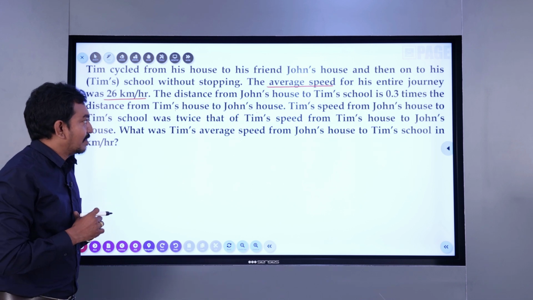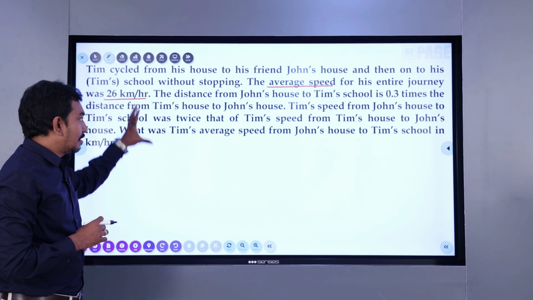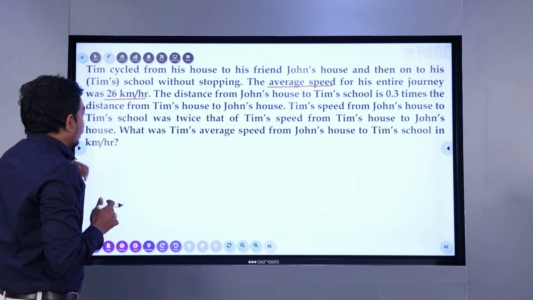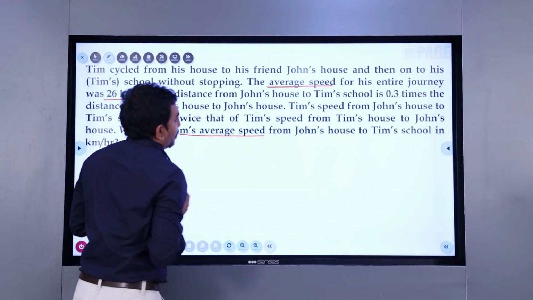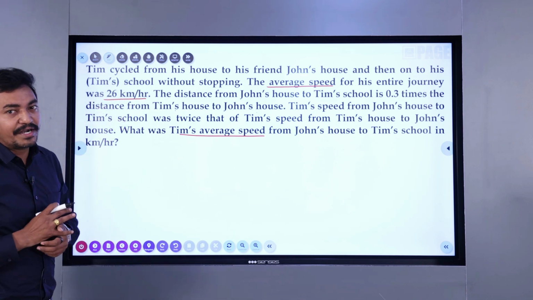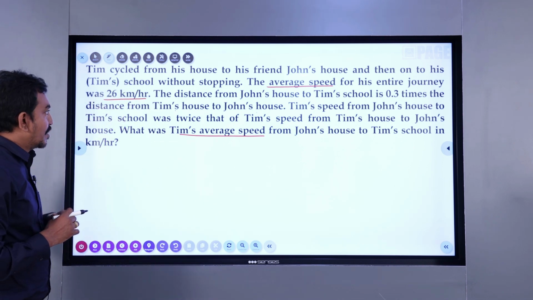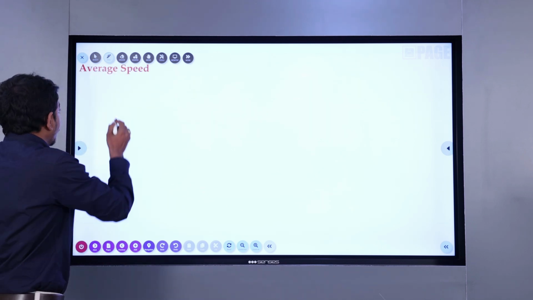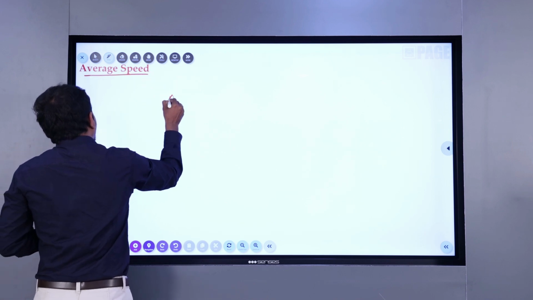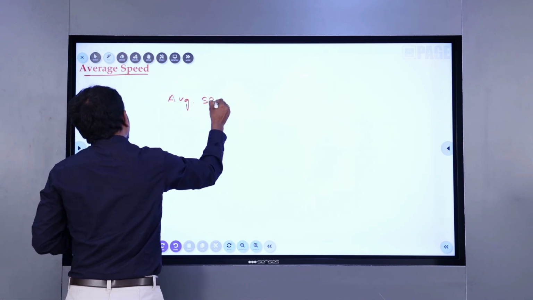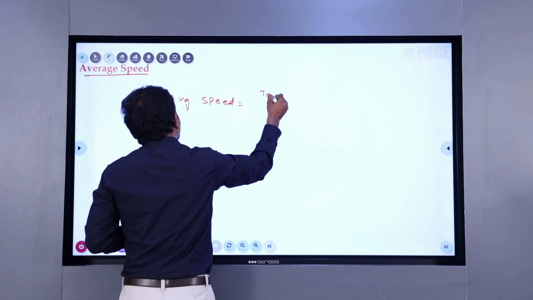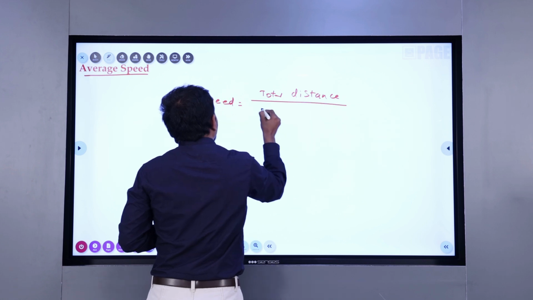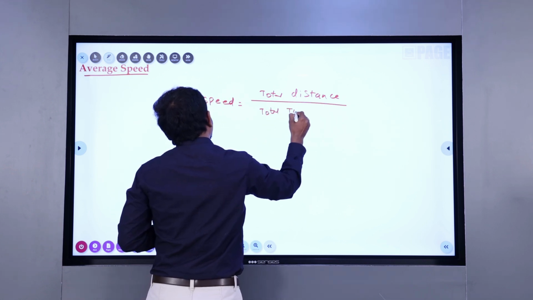It seems to be a tongue twister, but nothing to worry. Once we analyze the concept of average speed, then we'll draw a diagram for this. Then what was Tim's average speed from John's house to Tim's school in kilometers per hour? So this is our question. Before we solve this question, let's talk about average speed, right? Average speed can be defined as the total distance traveled divided by the total time taken for the journey.